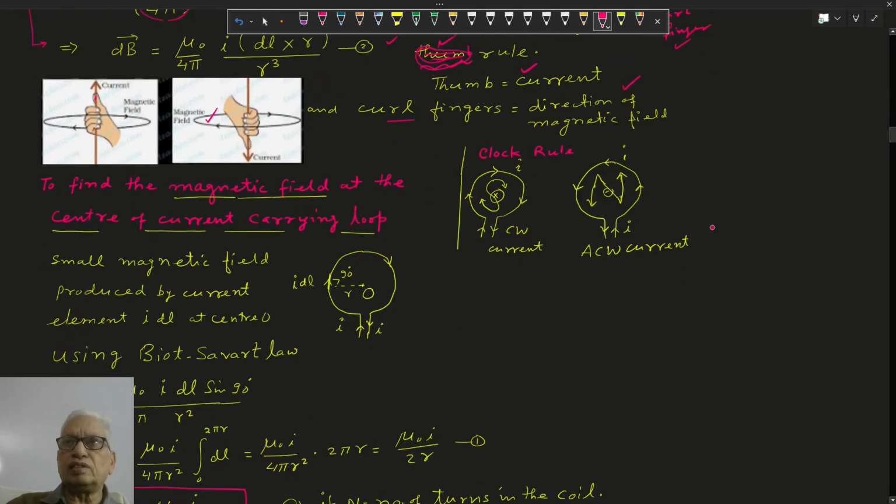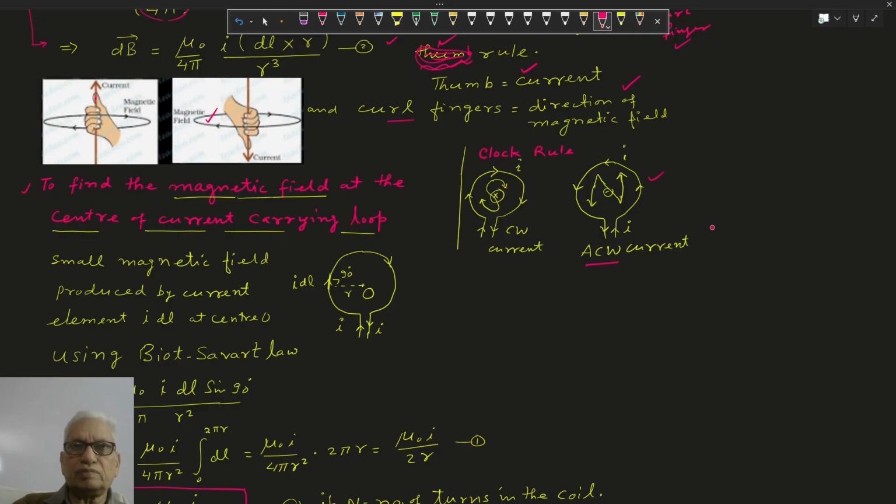Now clock rule. Suppose here this is the coil and current is flowing clockwise. In the second case it is flowing in the anti-clockwise direction. Then at the center it makes a south pole or north pole: if the current direction is clockwise, it is the south pole, and if the current direction is anti-clockwise, it will be the north pole. So it is called the clock rule. We will use this clock rule here.